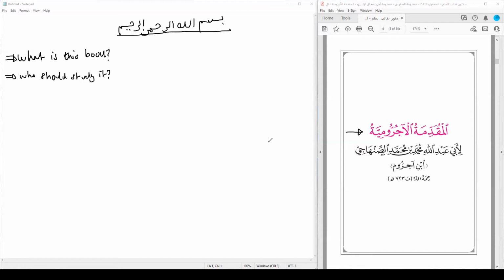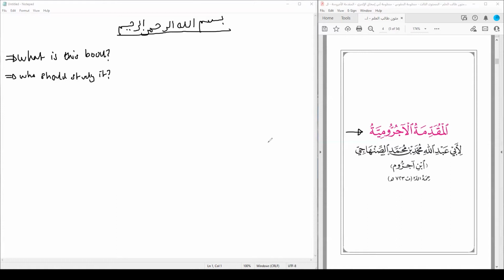And who should study it? This book is for students who are beginners in the Arabic language, but at the same time, it is necessary to be able to form basic sentences in the Arabic language. So your level should be basic to intermediate. So someone who studied, for example, Bayn Yadik Book 1, Medina Book 1 and 2, this book is suitable for them to now begin studying.